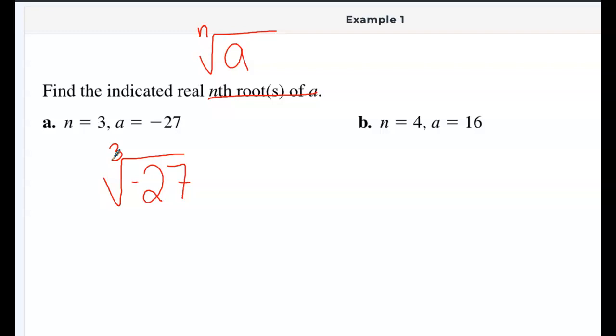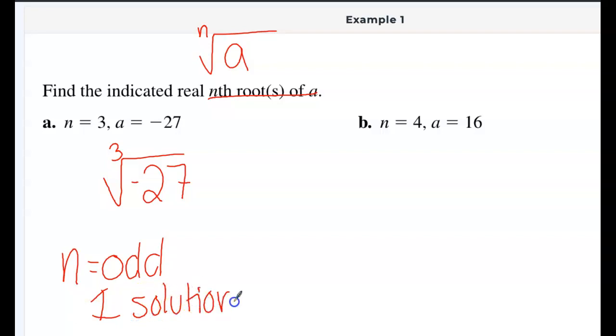And we have one answer, and why do we have one answer? So if n is odd, I can only have one solution. Because a negative times a negative times a negative gives me a negative. But if I had an even number of negatives, like 4 of them, that would give me a positive.